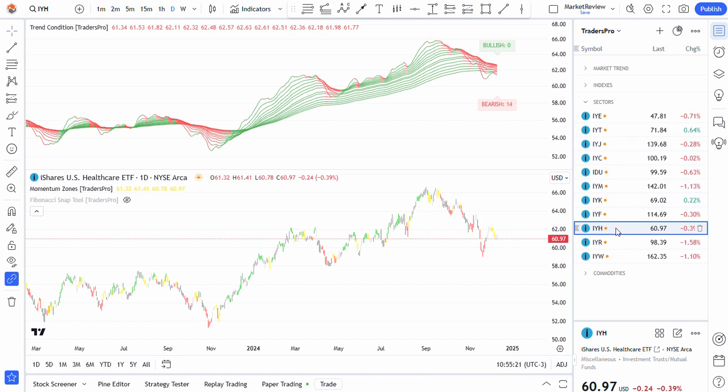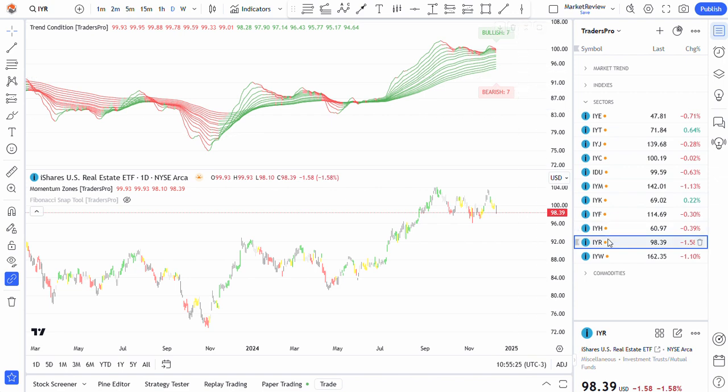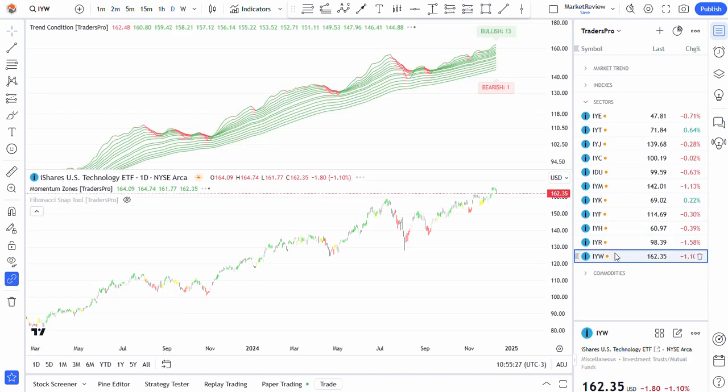IYH also here. This is healthcare showing weakness. We're seeing IYR about flat right here. So we are seeing some weakness in the sectors as well.